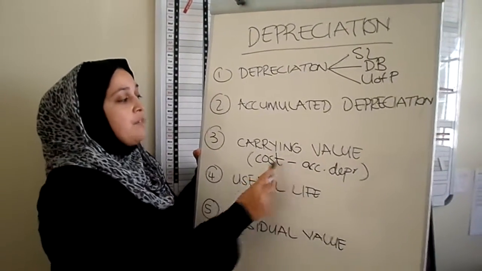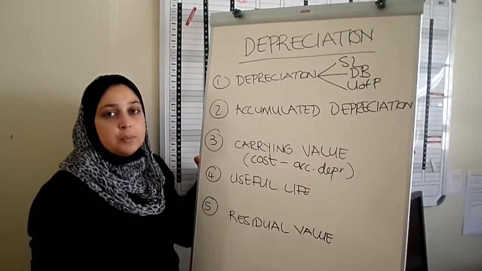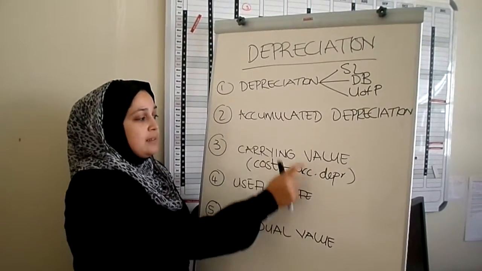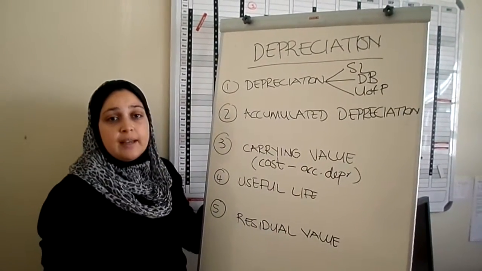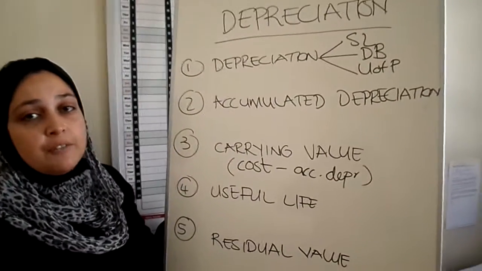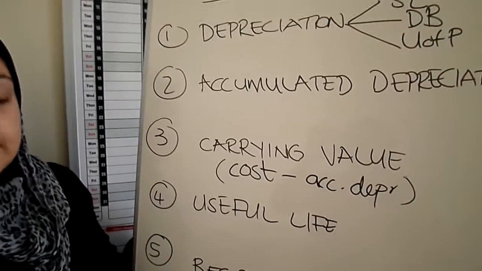You calculate carrying value by saying cost minus accumulated depreciation. So the cost of the asset minus the accumulated depreciation of the asset will give you its carrying value. Carrying value is what you reflect in the statement of financial position by that asset.